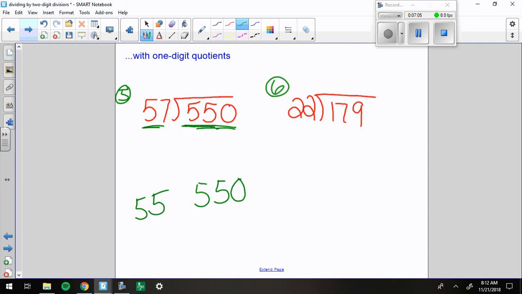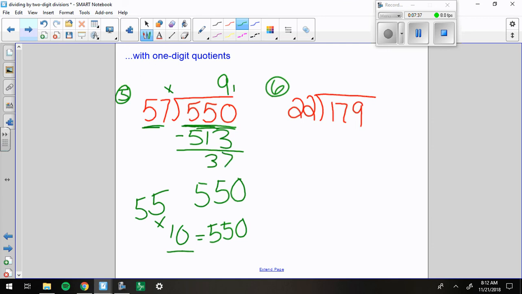That's pretty close to 500. That's 550. 55 and 550, I know that if I multiplied that by 10, I'm going to get to 550. But I know that I'm only going to have a one-digit quotient, and 10 isn't going to cut it. So let's try 9 and see if that works. 57 times 9 is actually 513. 550 minus 513, 37. And that is my answer.